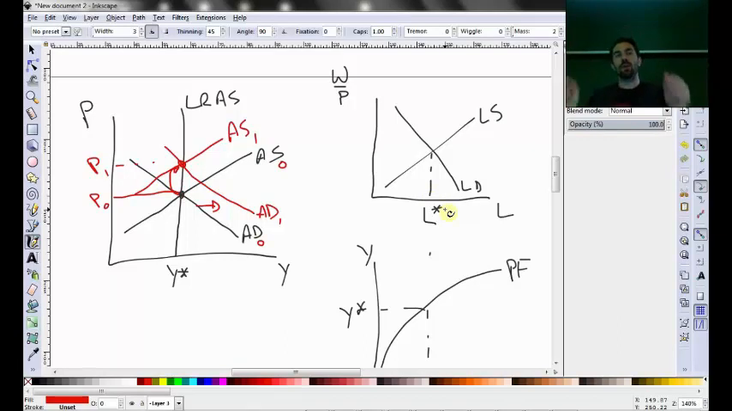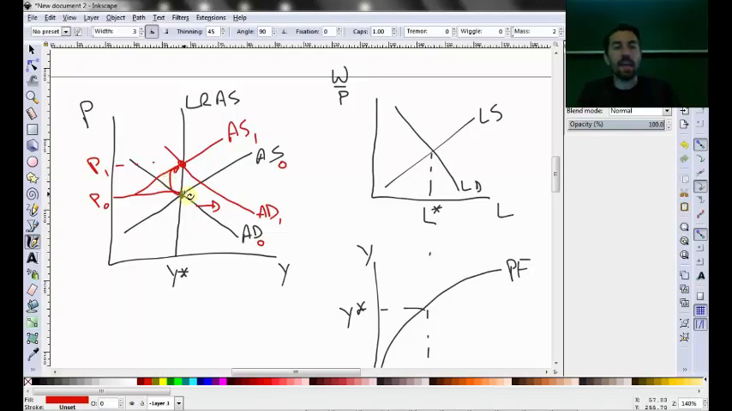So, in the classical story, if we moved away from our initial equilibrium, I keep forgetting that red is black on the screen there. So it's not obvious to see that there is red and black here. Anyway.